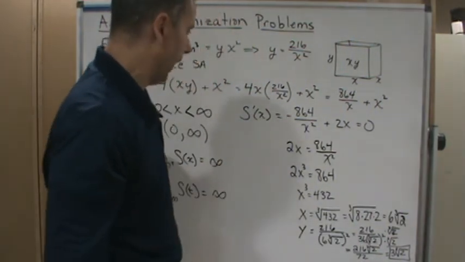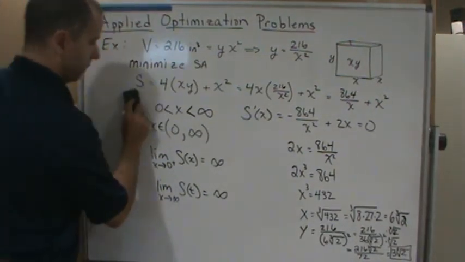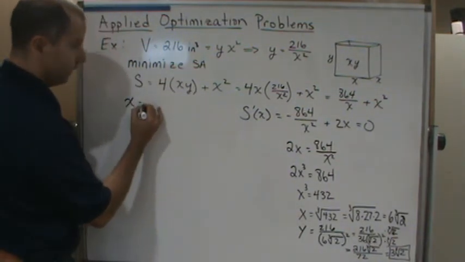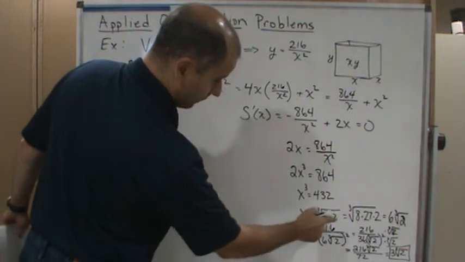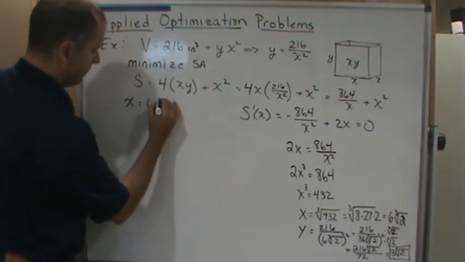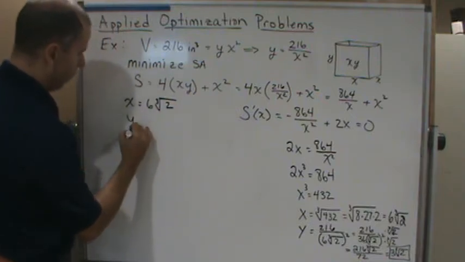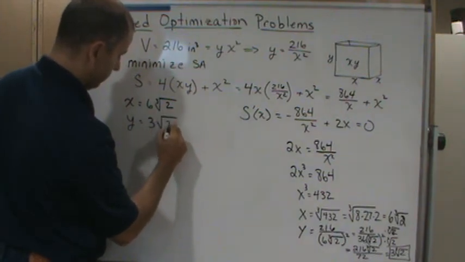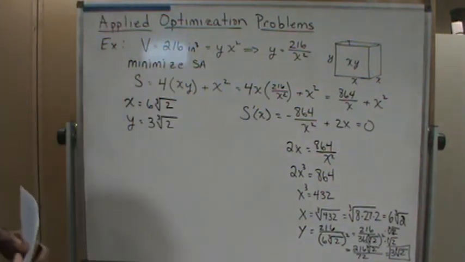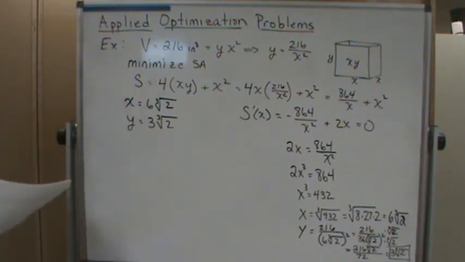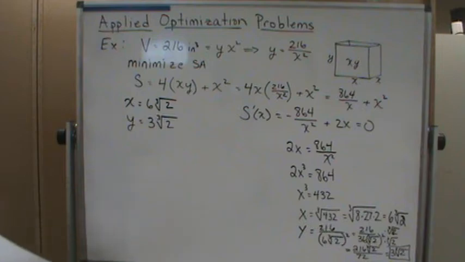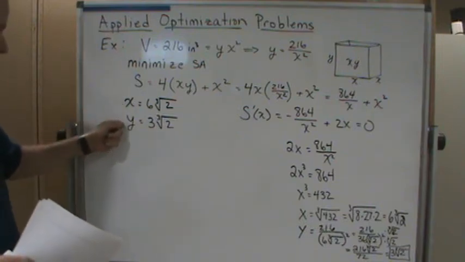So now I've got my x and y. So let's go back up to here. So now x equals 6 times the cube root of 2. Y equals 3 times the cube root of 2. So there's my two dimensions. So these are the two dimensions that give me my critical point. So this is where my critical point happens. And so there's my x and y.